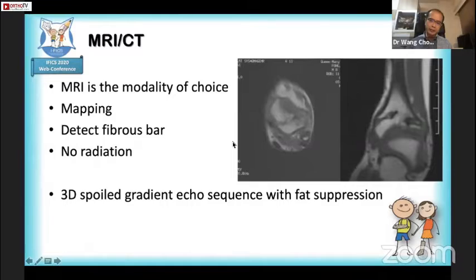If surgery is contemplated, further imaging with MRI or CT is needed. Mapping allows more precise measurement of the size of the physis, as well as localization of the physeal bar in the affected physis. MRI is the preferred choice compared to CT because with special sequences, it gives you the best quality of physeal imaging and mapping. MRI also allows earlier detection of the fibrous bar, and there is no radiation, which is an advantage for children.